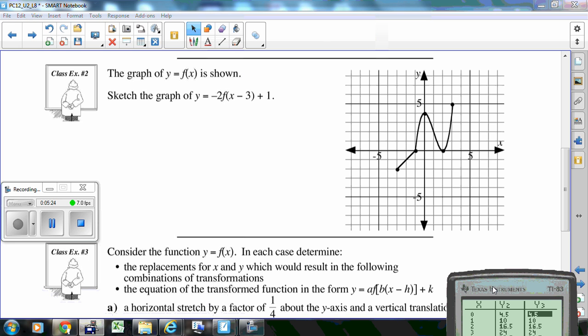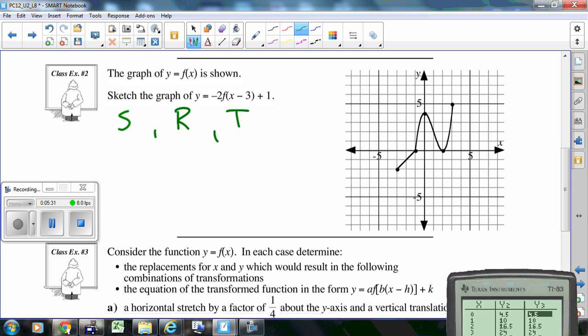Now, sketching this graph, again, I first do stretch, then reflect, then translate. These are the ones that I think you can't do with your calculator. I will show how to trick this with your calculator in a later video, but it can be done. To do it the way they were expecting you to do it, we first have to do our stretches. So this is going to be a stretch by a factor of 2.